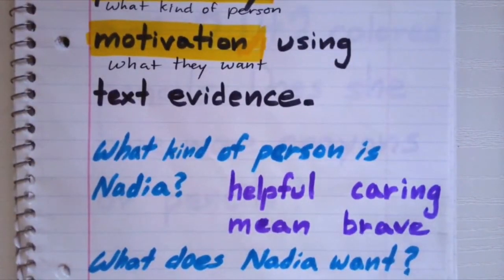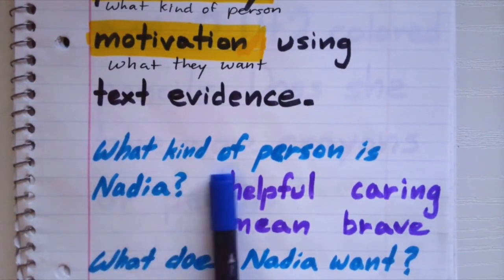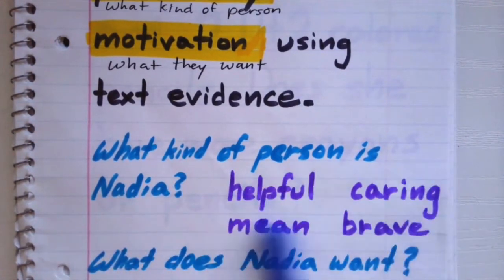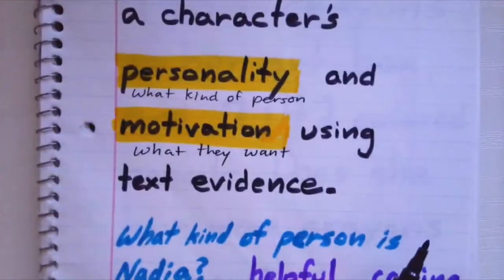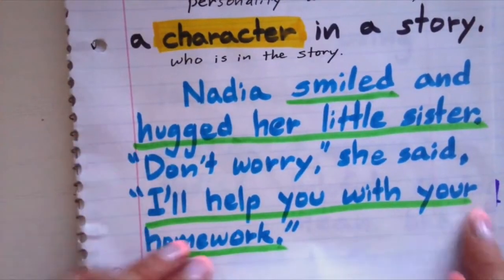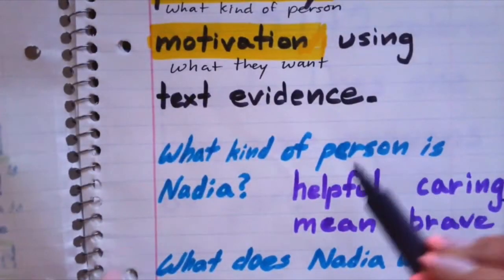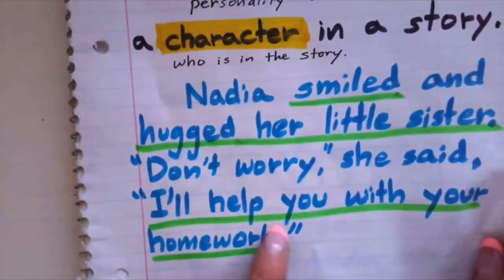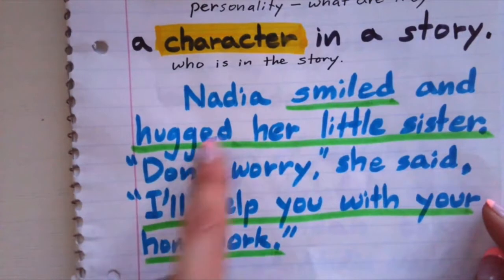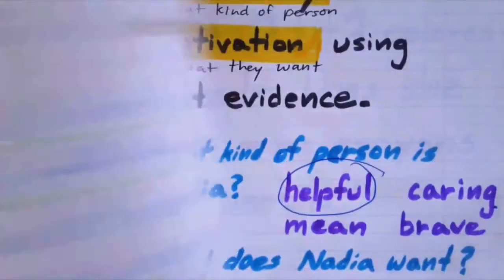Remember our example about Nadia helping her sister with her homework and giving her sister a hug? What kind of person is Nadia? Do you think she's helpful, caring, mean, brave? Let's see, is she helpful? Remember, it said, "I'll help you with your homework." So she is helpful. What about caring? The evidence says she was smiling and hugging her little sister, so she must care about her.